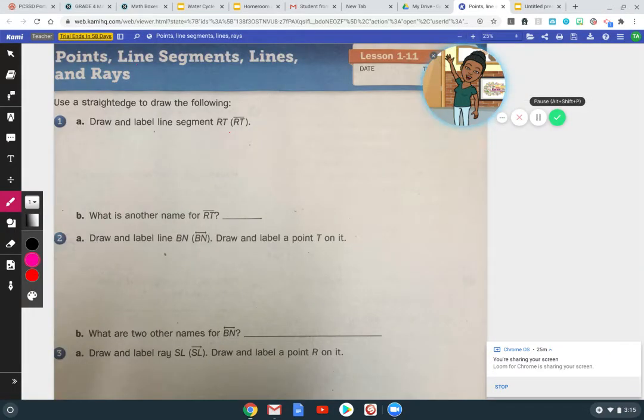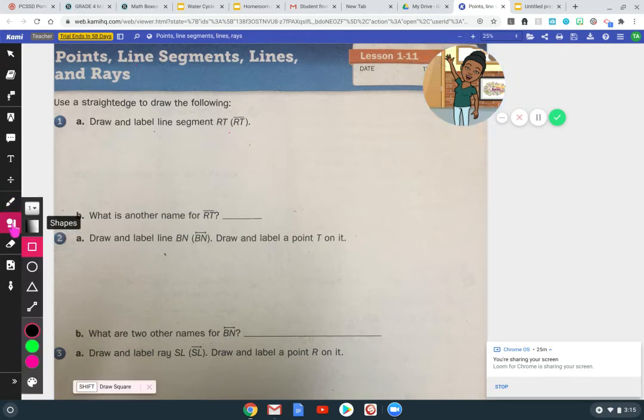When it's time to draw and label a line segment, the first thing I'm going to do is draw my 2 endpoints because I know it's a segment. It's a beginning and an end. In Kami, we have our shapes. Right below your paintbrush, you can click on shapes. I am going to choose a circle. Just hold down with my left hand, drag with my right. There's 1 endpoint. There's another endpoint. Now, I know this is not going to be perfect because we are in Kami. This line right above my RT lets me know there are 2 endpoints.